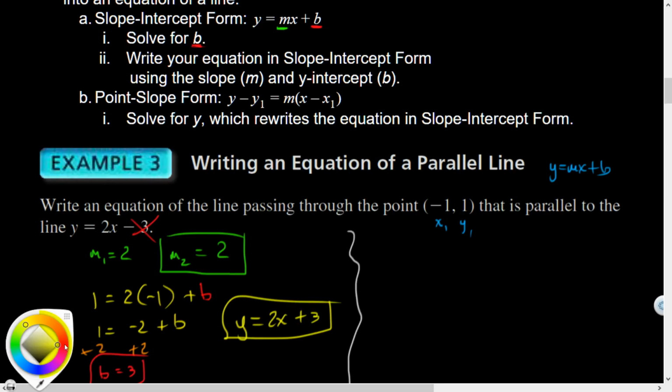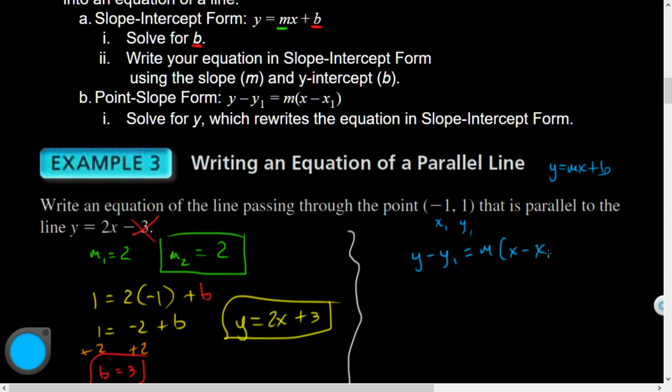Let's check out what version B looks like, which uses still the same strategy up to this point if I find m. The only difference is I'm going to plug it into y minus y1 equals m parentheses x minus x1. So I'm going to show you both of these strategies. You can use either. I think point slope form is the easy way. So watch what I do.